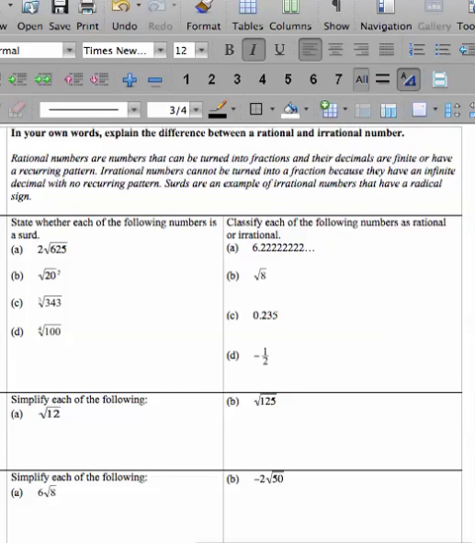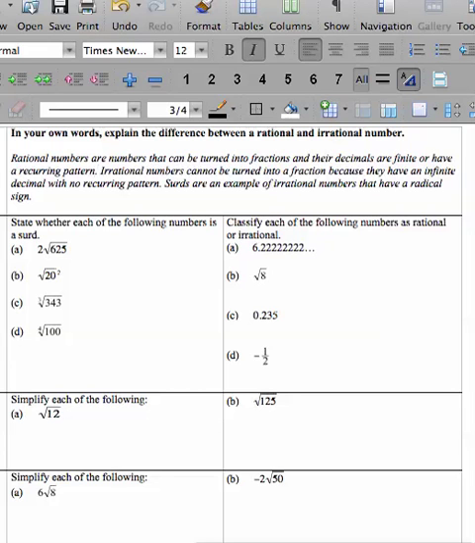Or if their decimal never ends, say you have 1/3, which is 0.33333, that goes on forever. Because there's a recurring pattern, it can still be turned into a fraction. So as long as your decimal stops or it has a pattern, like that example, 1/3, 0.33333, then it can be turned into a fraction, and therefore we say it's rational. Okay, and it sort of makes sense. Rational means to make sense.